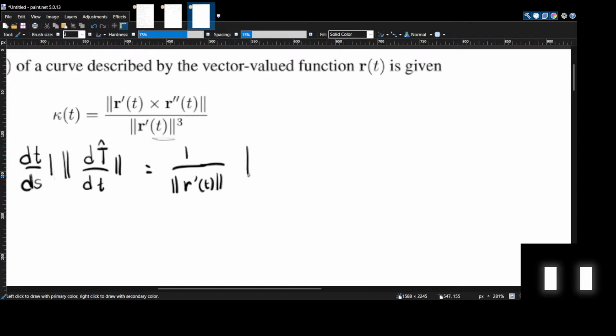Let's see what's next. What's next here is we have to find this vector. So we have to find the derivative with respect to time of the tangent vector, which previously we had just calculated. What I calculated to be is, give me a sec. I need to calculate real quick.